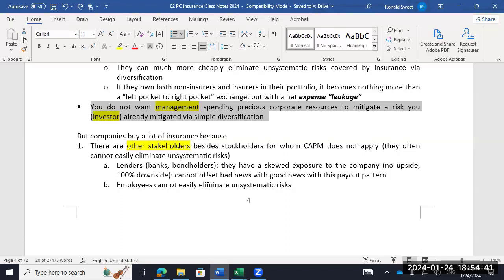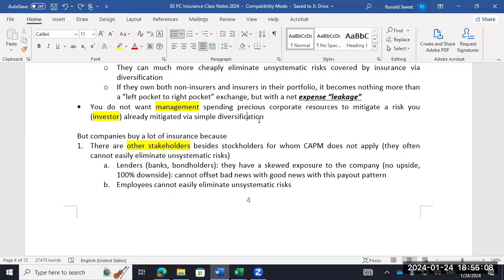You've got to make sure you know whom you're talking about. Management is the ones who buy the insurance. We're talking about this from the standpoint of the investor. So on the exam, don't say it doesn't make sense for you to buy insurance because you've already eliminated the risk. Who is you? Who's buying the insurance? Management. Who's already eliminated the risk? The investor. All right. Be real clear on who is who in here.